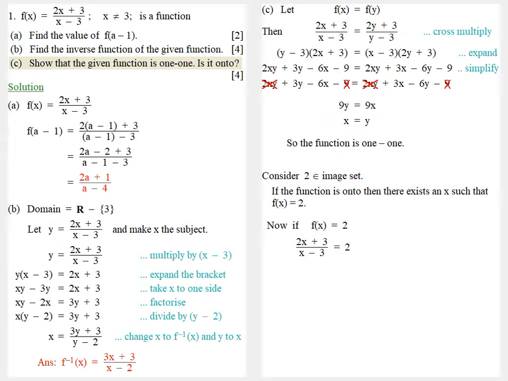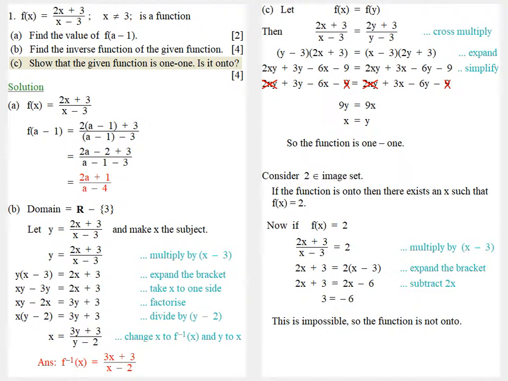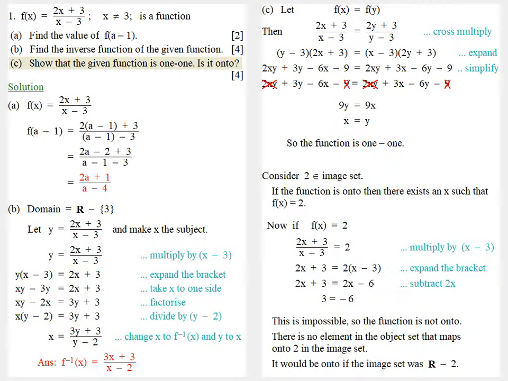That means 2x plus 3 over x minus 3 is equal to 2. If we multiply both sides by x minus 3, we get 2x plus 3 equals 2 into x minus 3, which expands out to 2x plus 3 equals 2x minus 6. If we subtract 2x from each side, you end up with 3 equals minus 6. Now that, of course, is impossible. So that means the function is not onto 2. There is no element in the object set that maps onto 2 in the image set. If we had defined the object set as being the reals minus the number 2, then it would have been onto 2.